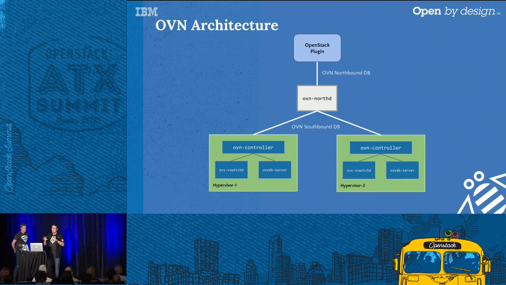So, how is this different than the built-in reference implementation that's in Neutron? That's a question we get asked a lot of the time, because Neutron has an implementation that looks kind of like this. It replaces the OVN controller. The Neutron implementation has a Python agent there as well. There is no northbound database. It's just using the Neutron database.